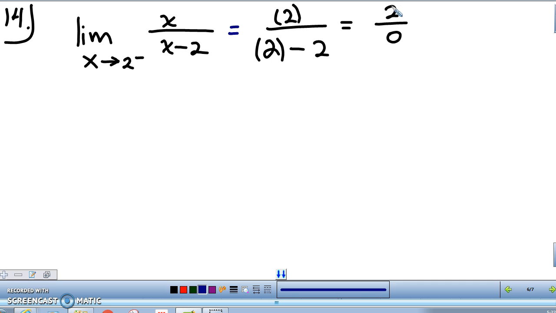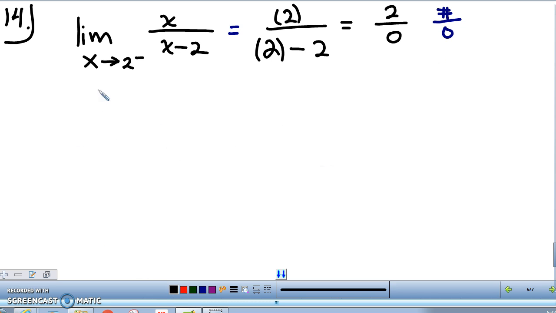Okay, so this tells us that we need to check. When we have a number over 0, that means that our limit has a vertical asymptote. So any number, in this case we happen to have 2, any number over 0 tells us that we have a vertical asymptote. Therefore, we need to check and see whether the limit approaches positive infinity or negative infinity. Okay?